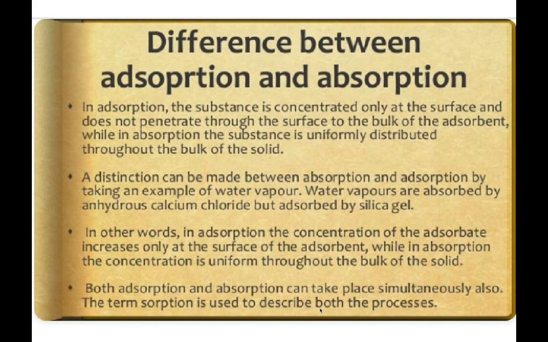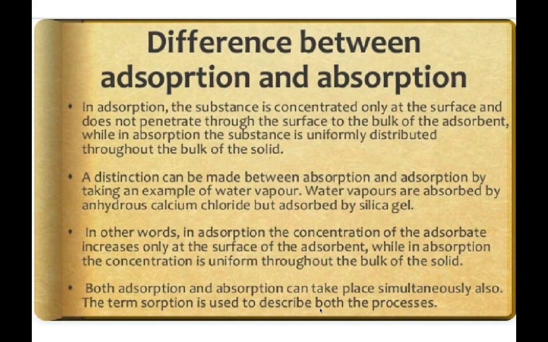So, water vapor normally is absorbed by anhydrous calcium chloride, but it can be adsorbed by silica gel. In other words, in adsorption, the adsorbate's concentration will increase only at the surface of the adsorbent, but in absorption it is uniform. The concentration is uniform throughout the bulk. Both these processes take place simultaneously also. So we use the term sorption to describe both of these.